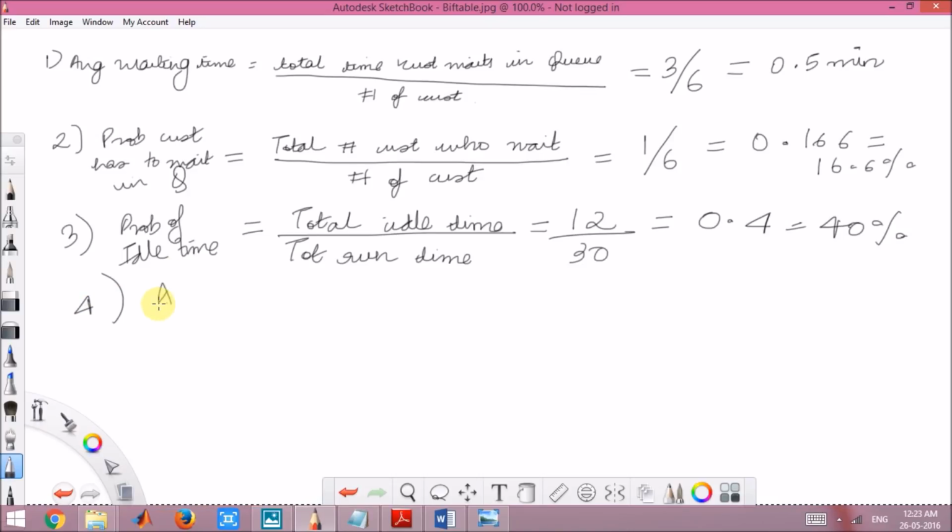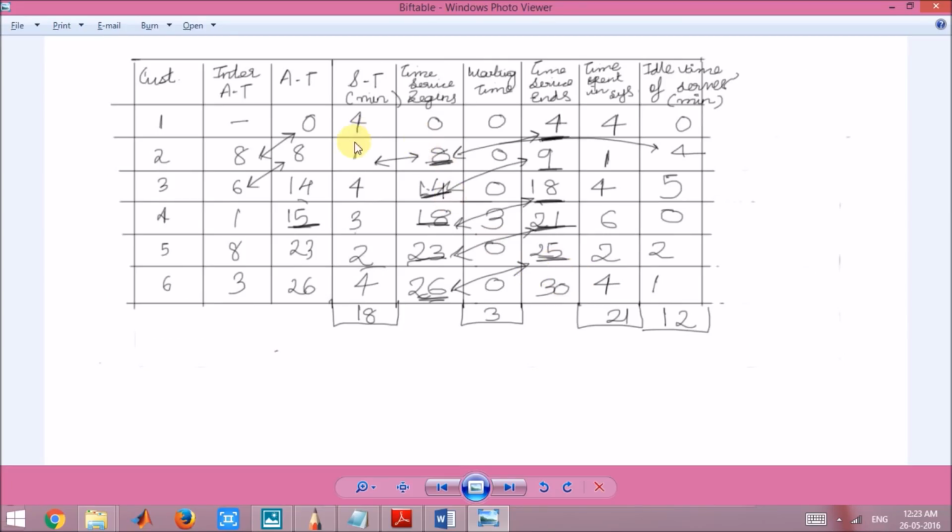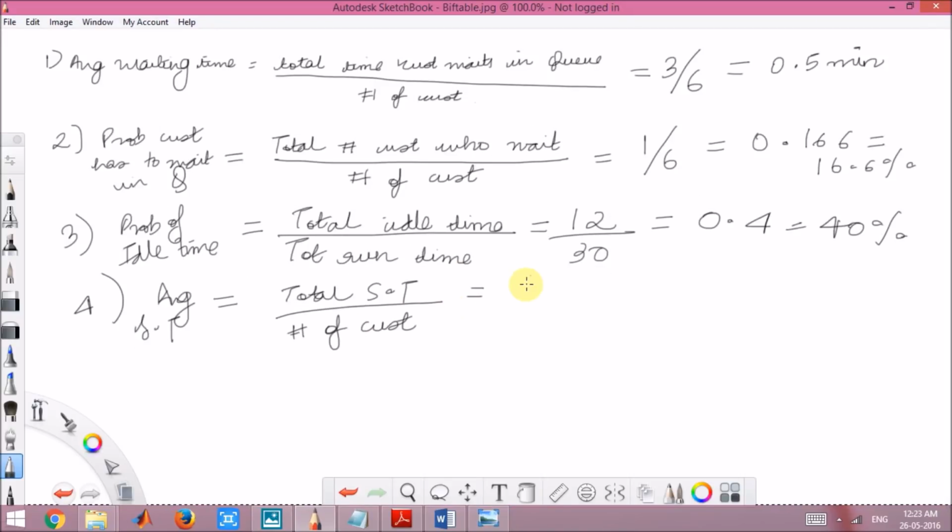The fourth thing that we have to calculate is the average service time. That is given by the total service time divided by the total number of customers. So the total service time is 18, divided by the number of customers, 6. So that gives me 3 minutes.